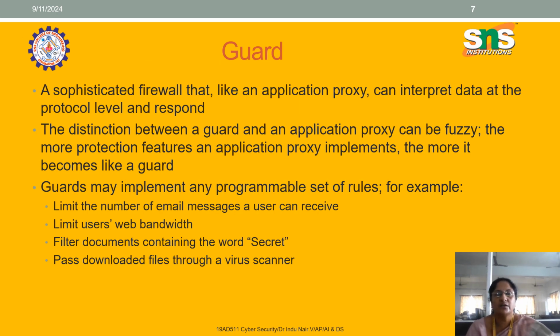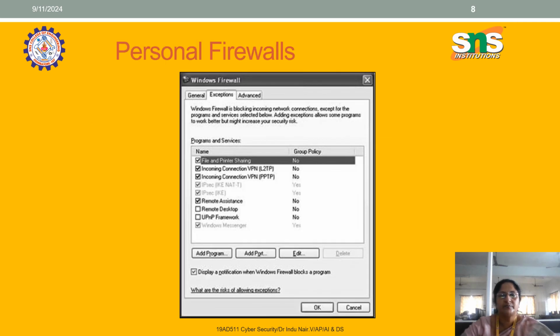Guard. A guard is a sophisticated firewall that, like an application proxy, can interpret data at the protocol level and respond. The distinction between a guard and an application proxy can be fuzzy. The more protection features an application proxy implements, the more it becomes like a guard. A guard may implement any programmable set of rules. For example, limit the number of email messages a user can receive, limit users' web bandwidth, filter documents containing the word secret, pass downloaded files through a virus scanner.